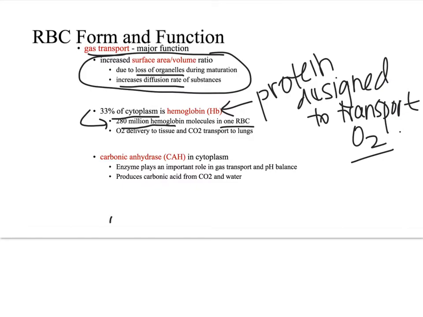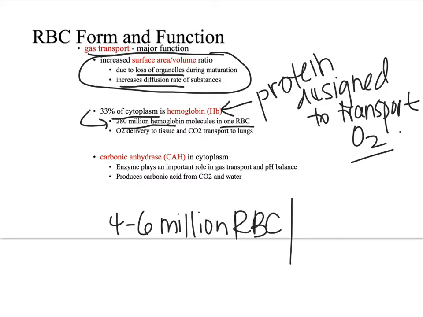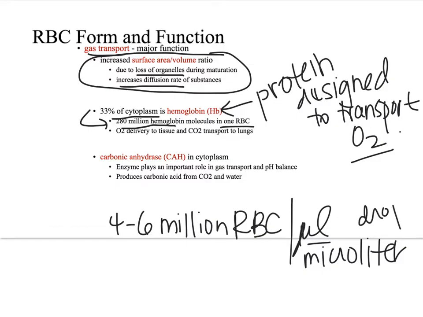We have between 4 and 6 million red blood cells in a microliter of blood. A microliter is teeny tiny, it's a drop. So we have a ton of hemoglobin in our body. Hemoglobin is going to take oxygen to the tissue, and it's also going to help with carbon dioxide transport.